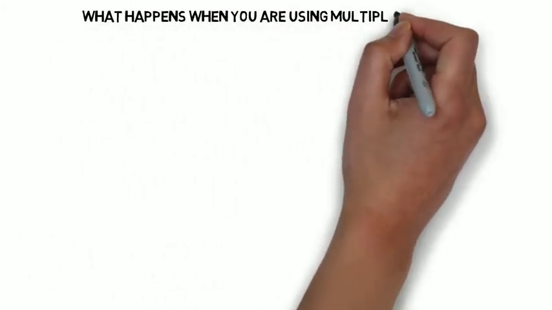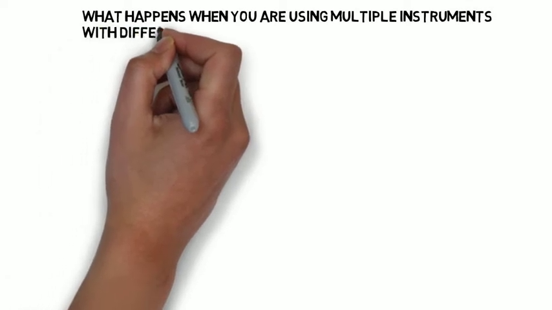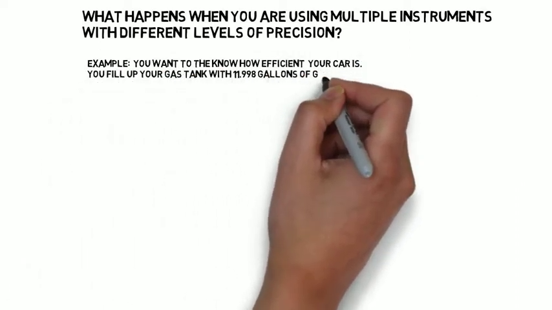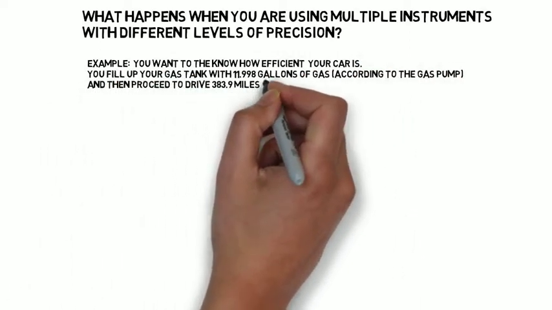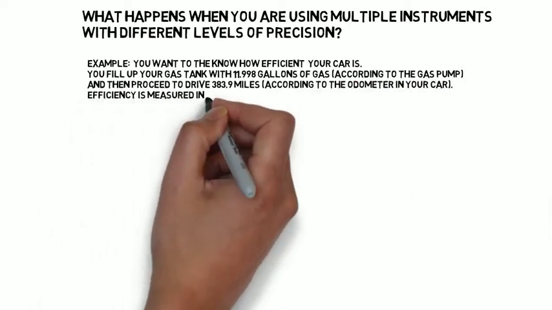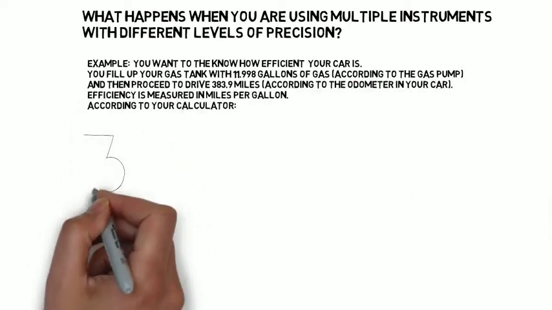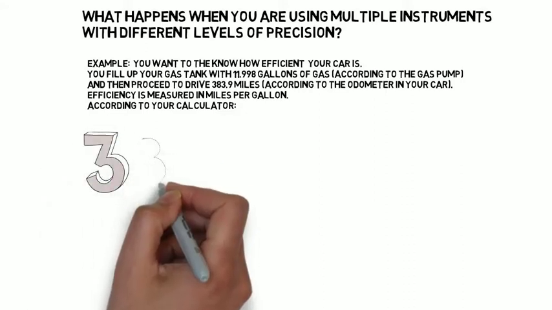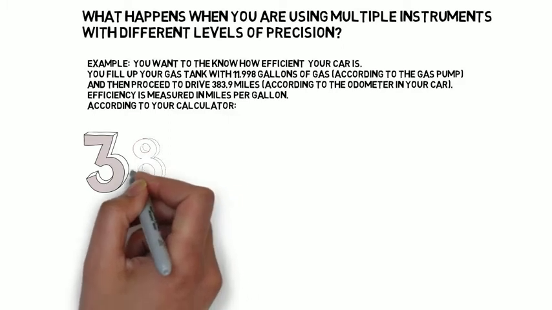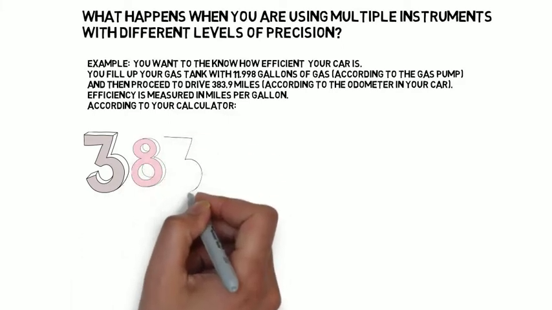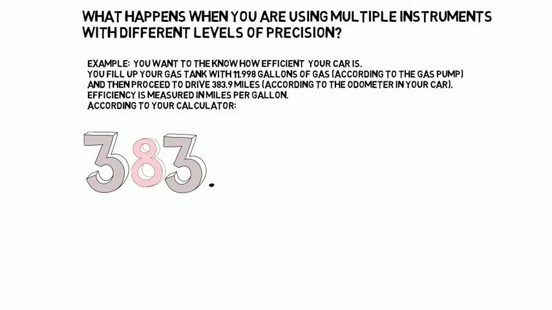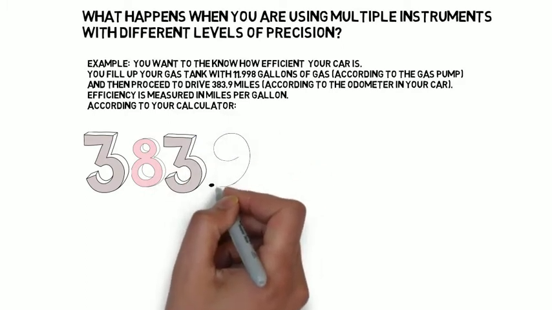Okay, so what happens when you have multiple instruments with different levels of significance, and you're adding, subtracting, multiplying, dividing, or just basically doing some sort of math with them? How do we know what to report? For example, you want to know how efficient your car is. So you fill up your gas tank with 11.998 gallons of gas according to the pump, and then proceed to drive 383.9 miles according to the odometer in your car before you run out of gas. We want to know the efficiency, which is measured in miles per gallon.